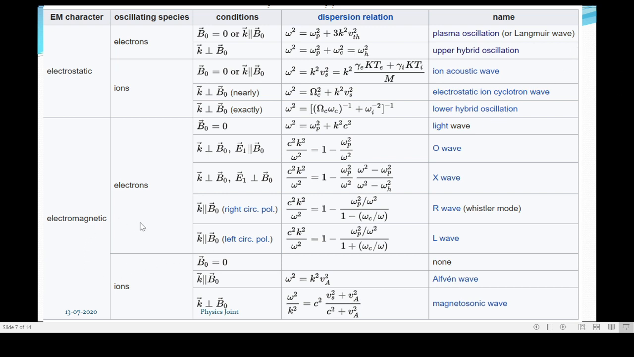In case of electromagnetic, there is a variety. You see the O wave, X wave, light wave, Whistler mode, and if the ions are the oscillating part, we have the Alfvén wave and the magnetosonic wave. Well, the Alfvén wave, let me say, is named after Hannes Alfvén. He was a Nobel laureate and a great physicist.